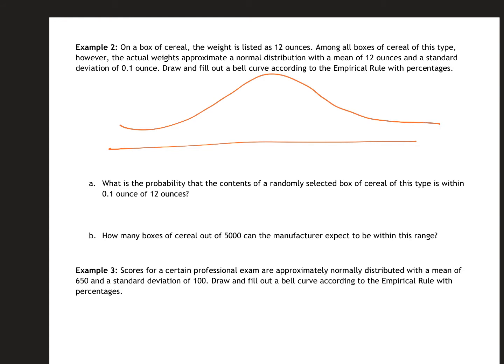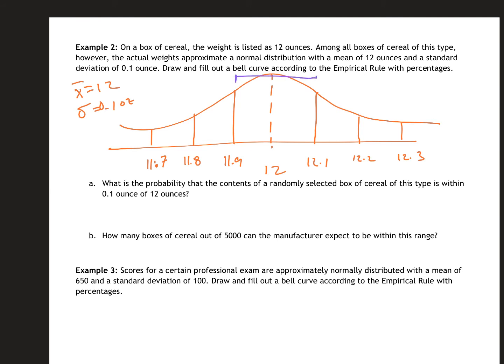Your drawing doesn't have to be perfect. So remember, here's your mean, which is 12. So my mean here is 12. My standard deviation is 0.1 ounce. Okay? So 1 standard deviation to the left would be 11.9. 2 would be 11.8. 3 would be 11.7. That's down there. And if I add it, I get 12.1, 12.2, and then 12.3.